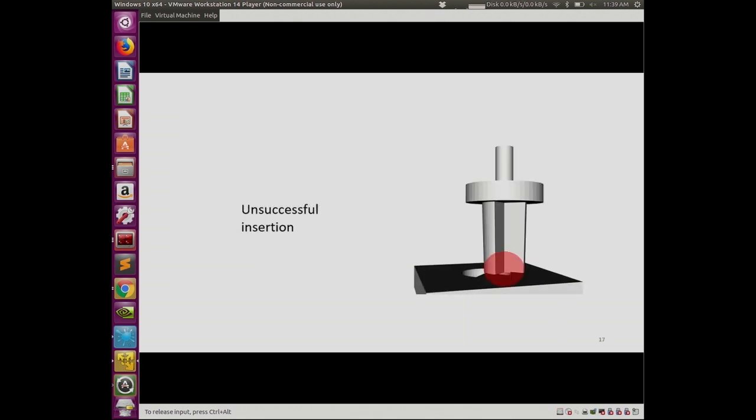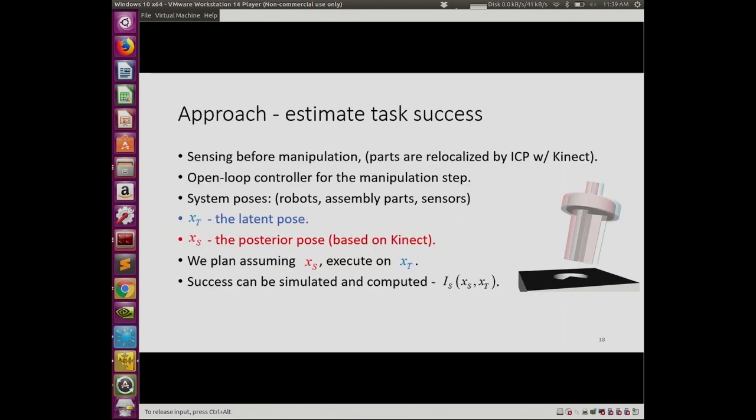If we know the initial position of parts before we do a low-level subtask such as insertion, we can complete the task successfully. If we have an error in the initial pose, we could have an unsuccessful insertion. Our approach is therefore the following. We sense before we do low-level manipulation subtasks such as insertion and placement.